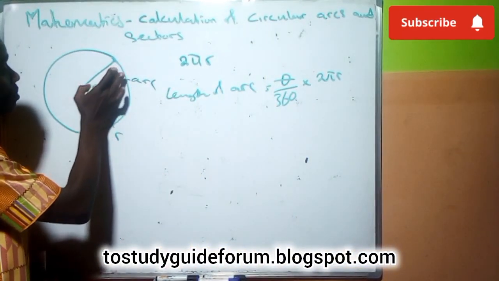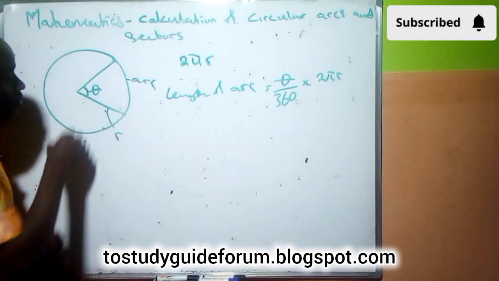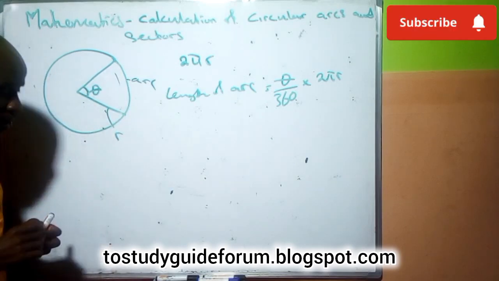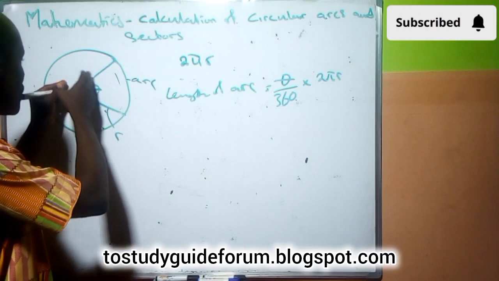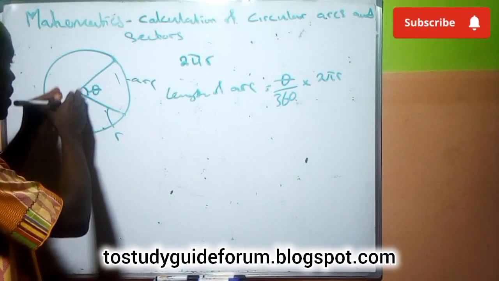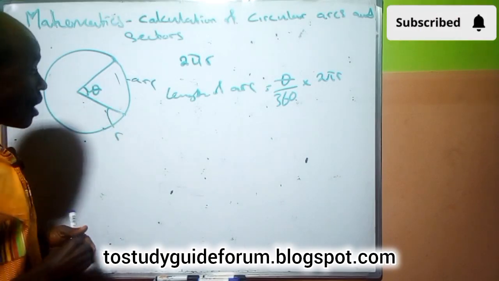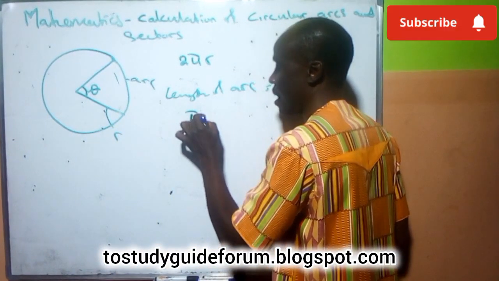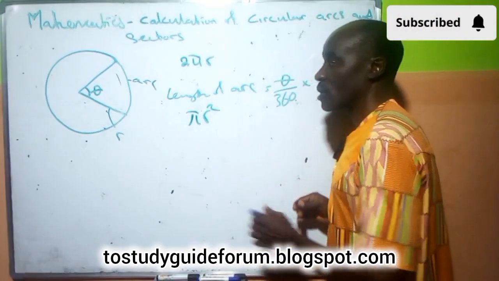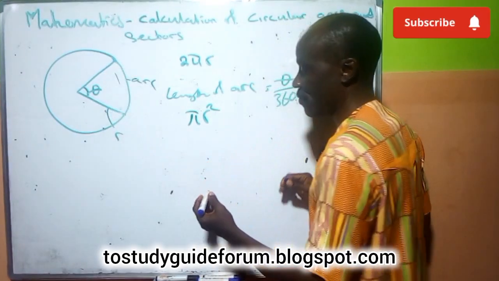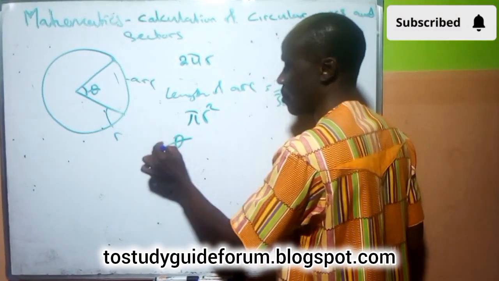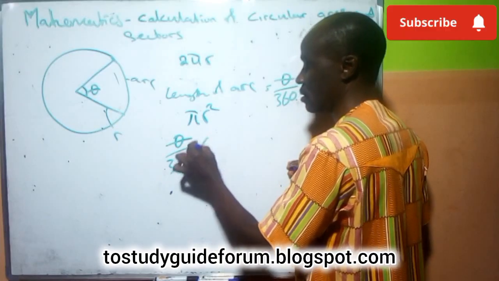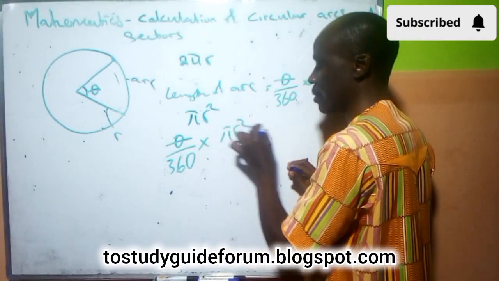The next thing we can do here, like I said earlier, is the sector. The whole of this area is what we call the sector. To calculate the area of this sector, since it's just a fraction of the whole circle, and we know the area of a circle is pi r squared, to get this fraction of it would be theta over 360 times pi r squared.